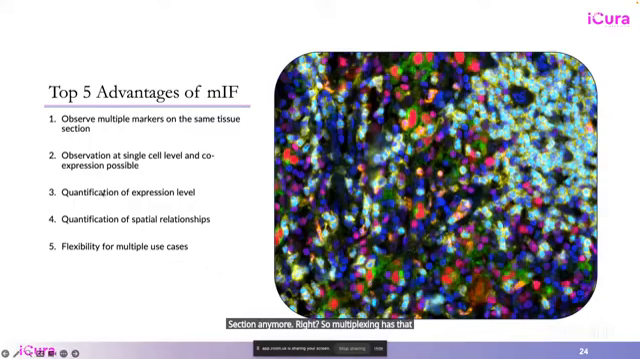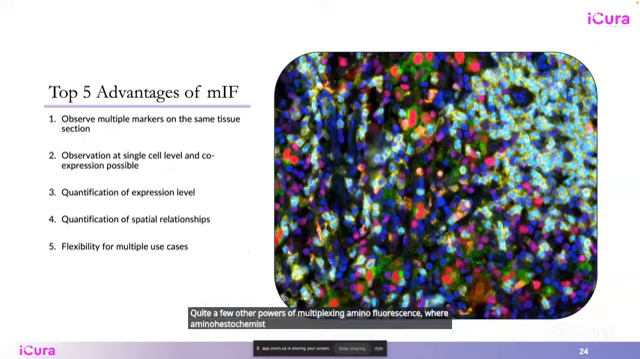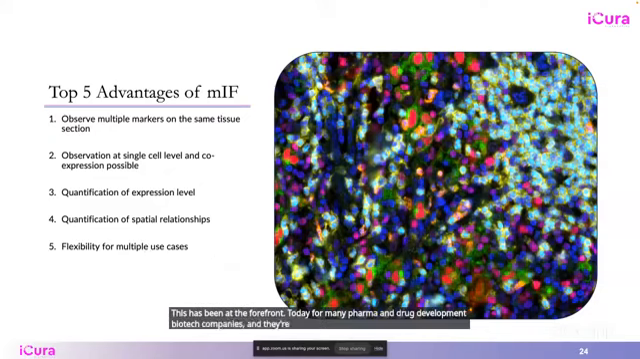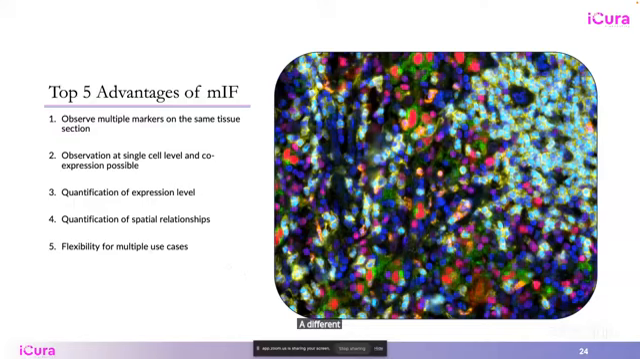And I listed quite a few other things that multiplexing immunofluorescence or immunohistochemistry can do. This has been at the forefront today for many pharma and biotech drug development companies, and they're using it in many different use cases. We might be able to present a few more.